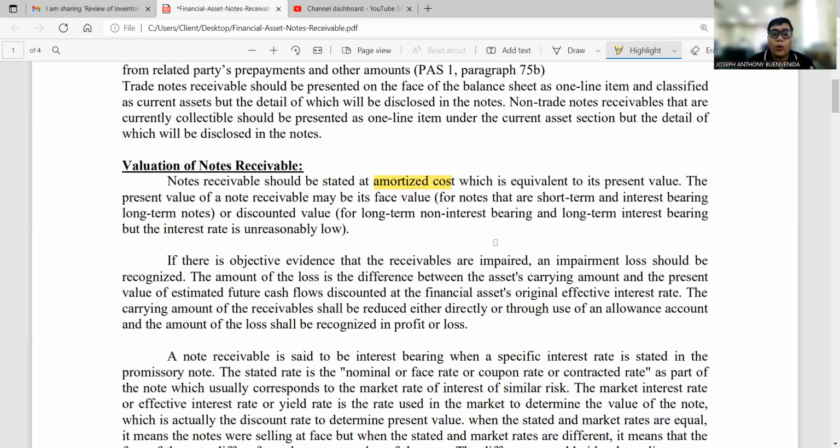To get the estimated cash flows, we use the effective interest rate, which gives the present value. The carrying amount of the receivable should be reduced either directly or through the use of an allowance account, and the amount of loss should be recognized in profit or loss. It is the same as allowance for doubtful accounts.